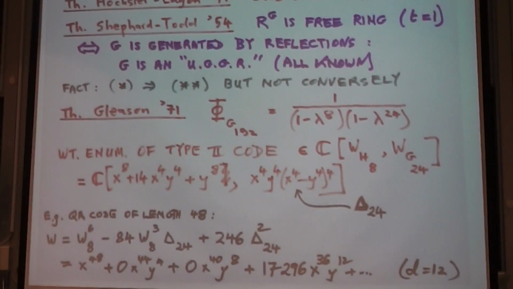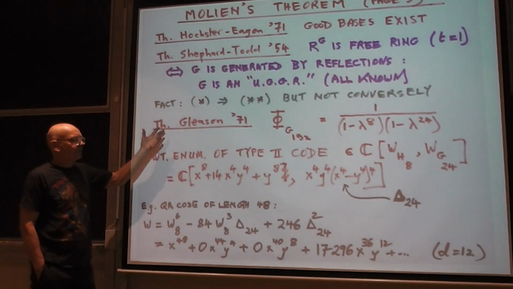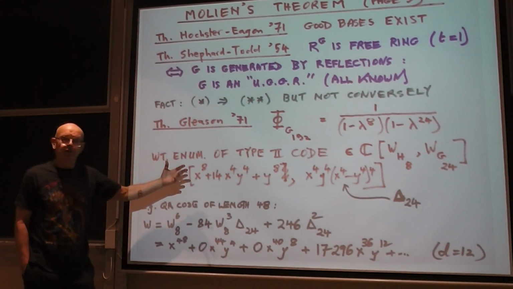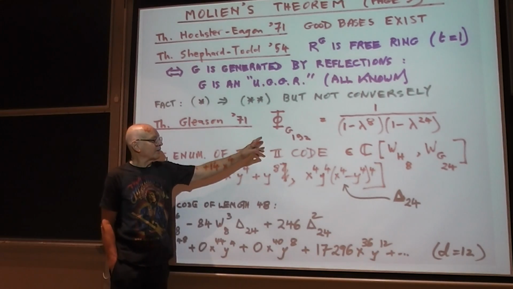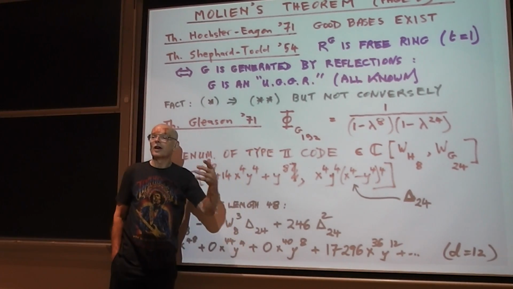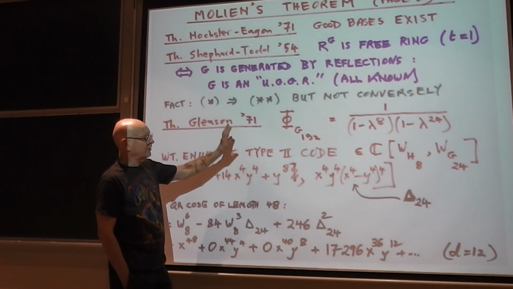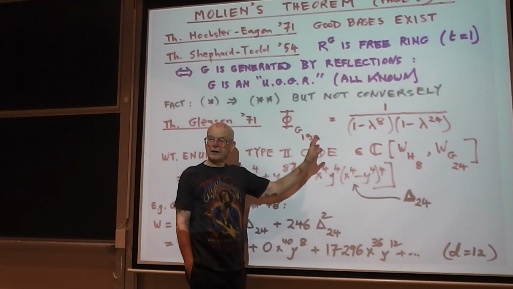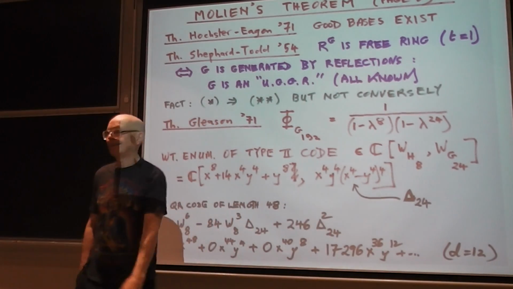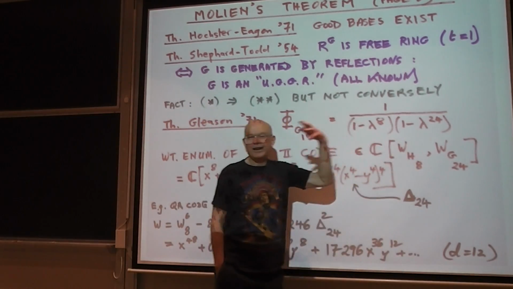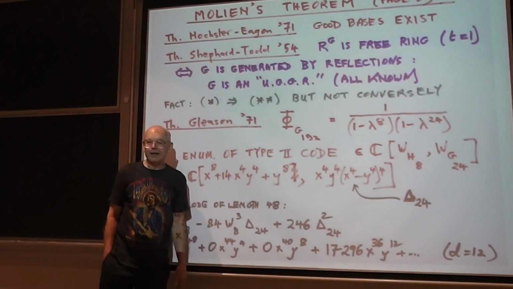Now, at the International Congress of Mathematicians in 1971 in Nice, Andrew Gleason gave a talk about weighted enumerators of self-dual codes. One of his main examples is the theorem about type 2 codes, binary self-dual codes with all weights divisible by 4. If you work out the Molien series for this group of order 192 that I mentioned, it's 1 over (1 minus lambda to the 8th) times (1 minus lambda to the 24th). 8 and 24. Well, we know what to look for. We have the Hamming code of length 8 and the Golay code of length 24.